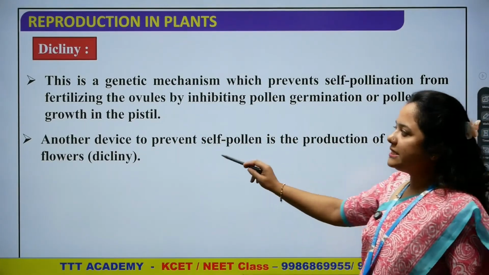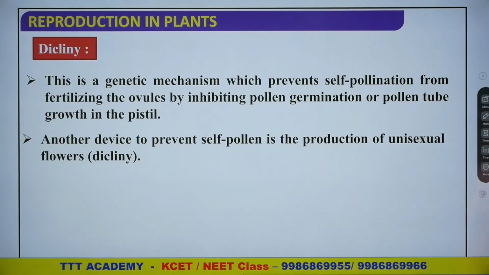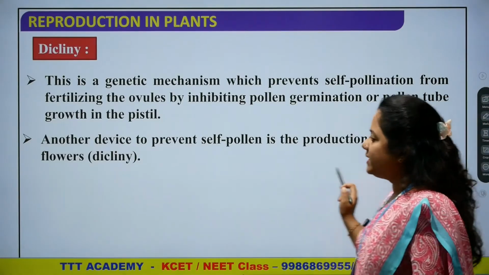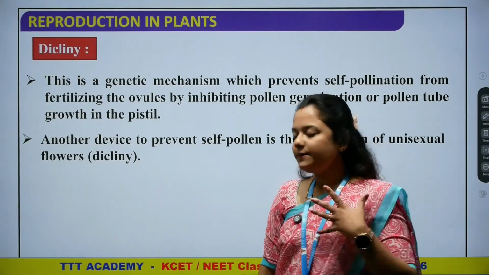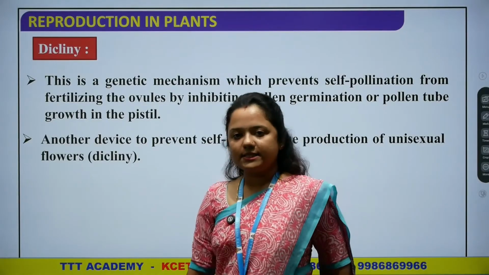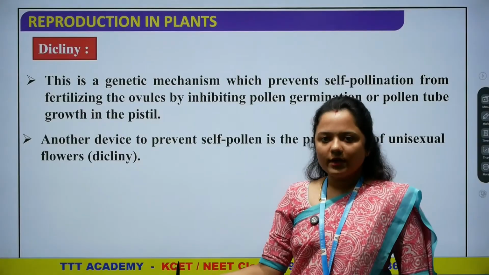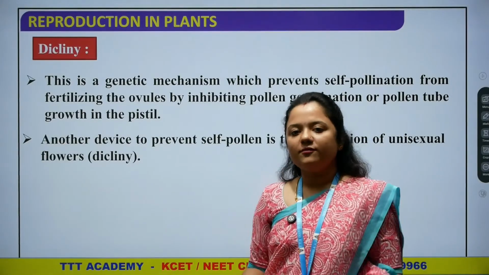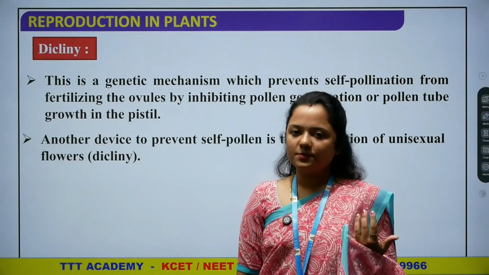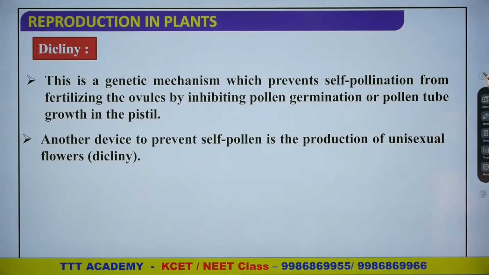Okay, so this device will prevent self pollen, that is the production of unisexual flowers. So it is producing only unisexual flowers. Unisexual flowers, because it is not allowing the pollen tube germination, of course there is only one male gametophyte which is being developed, so that is why we will call it unisexual flowers.